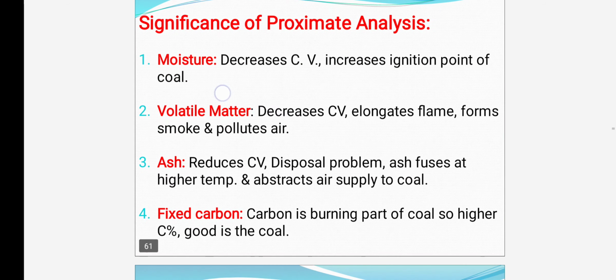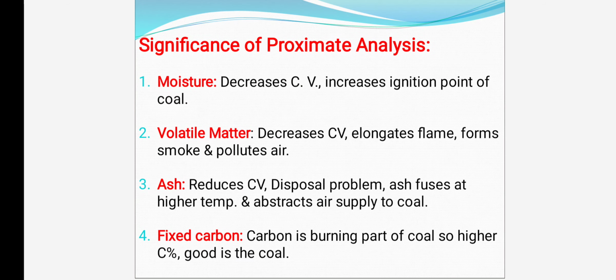Now the last one: the significance, or importance, of proximate analysis. Moisture is not at all important, because moisture decreases calorific value and it increases ignition temperature. Means if moisture is there in the coal or any fuel, it requires more heat for ignition. It will not ignite easily at low temperature; it requires more temperature to start the burning. So it is not important.